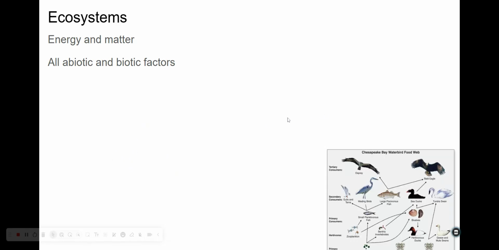Ecosystems include all abiotic and biotic factors, so we typically call it the habitat and the community, where the community is all living organisms in an area. So how do most ecosystems get energy? Most of them get energy as sunlight, the exception being our deep ocean ones, which get it through chemical energy.